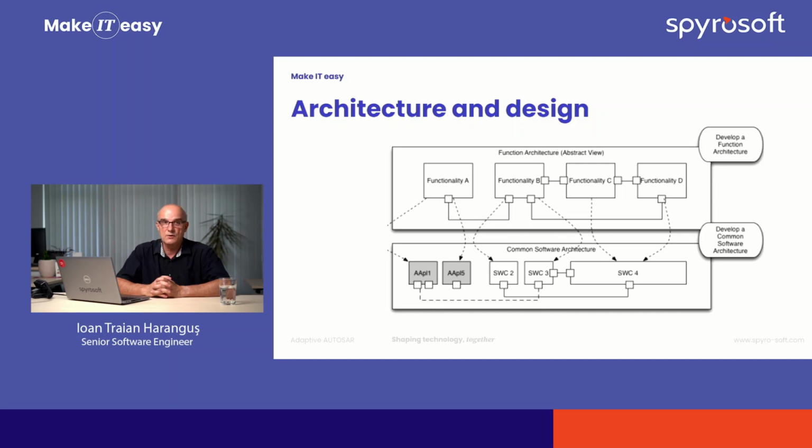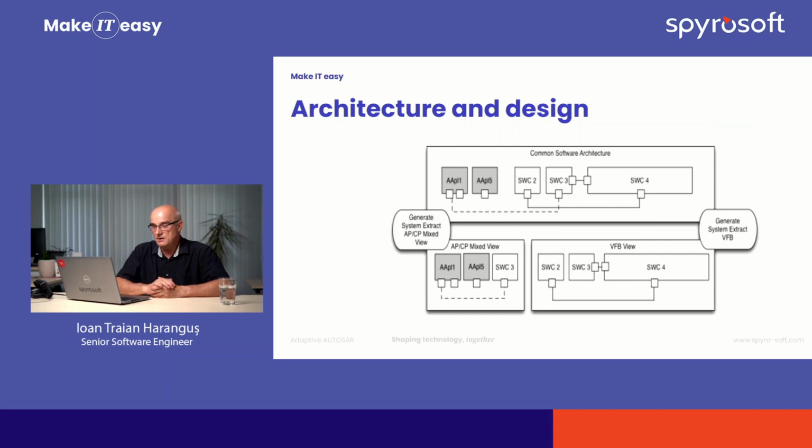And of course, we need to specify the communication channels between different functionalities, and later on from this function architecture, we could get some common software architecture where we could see that, for example, APP 1, an adaptive application, communicates with a classical one, SWC3, and SWC2, a classical component, communicates with SWC4. And then later on, from this common software architecture, we could set up different views.